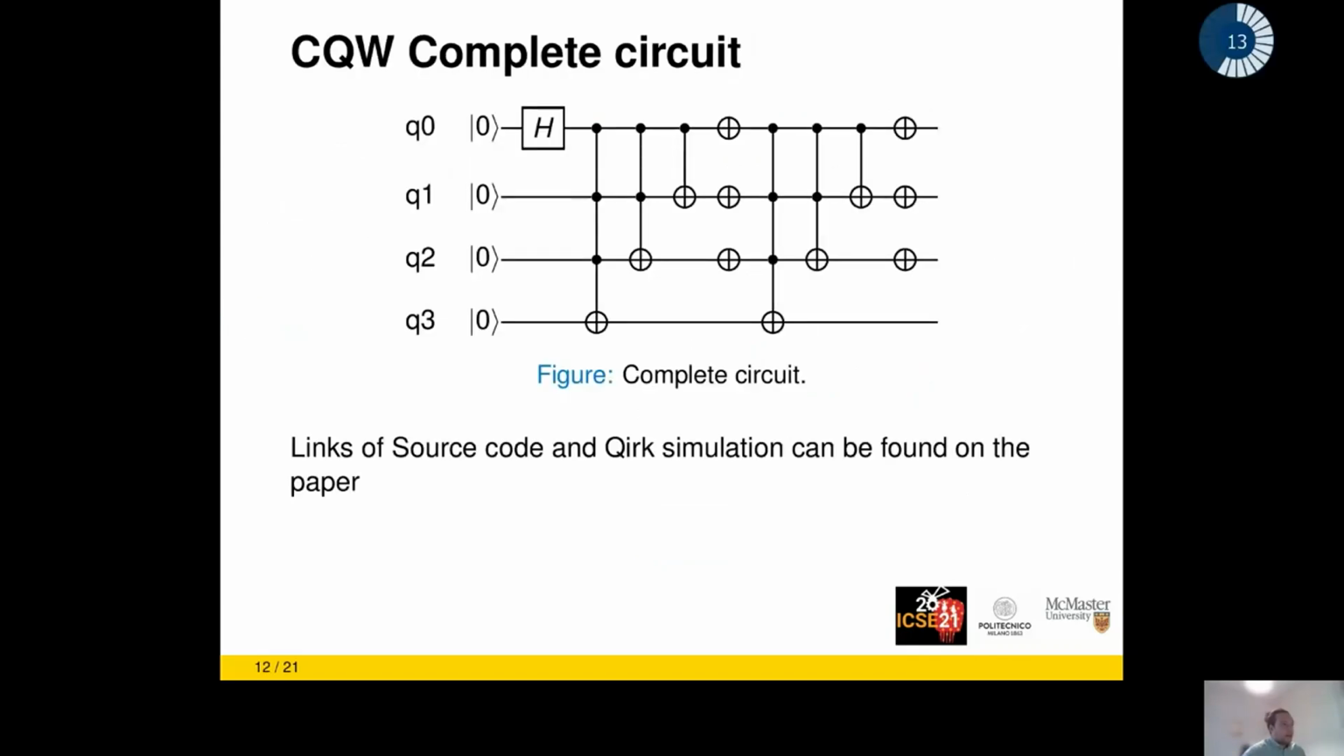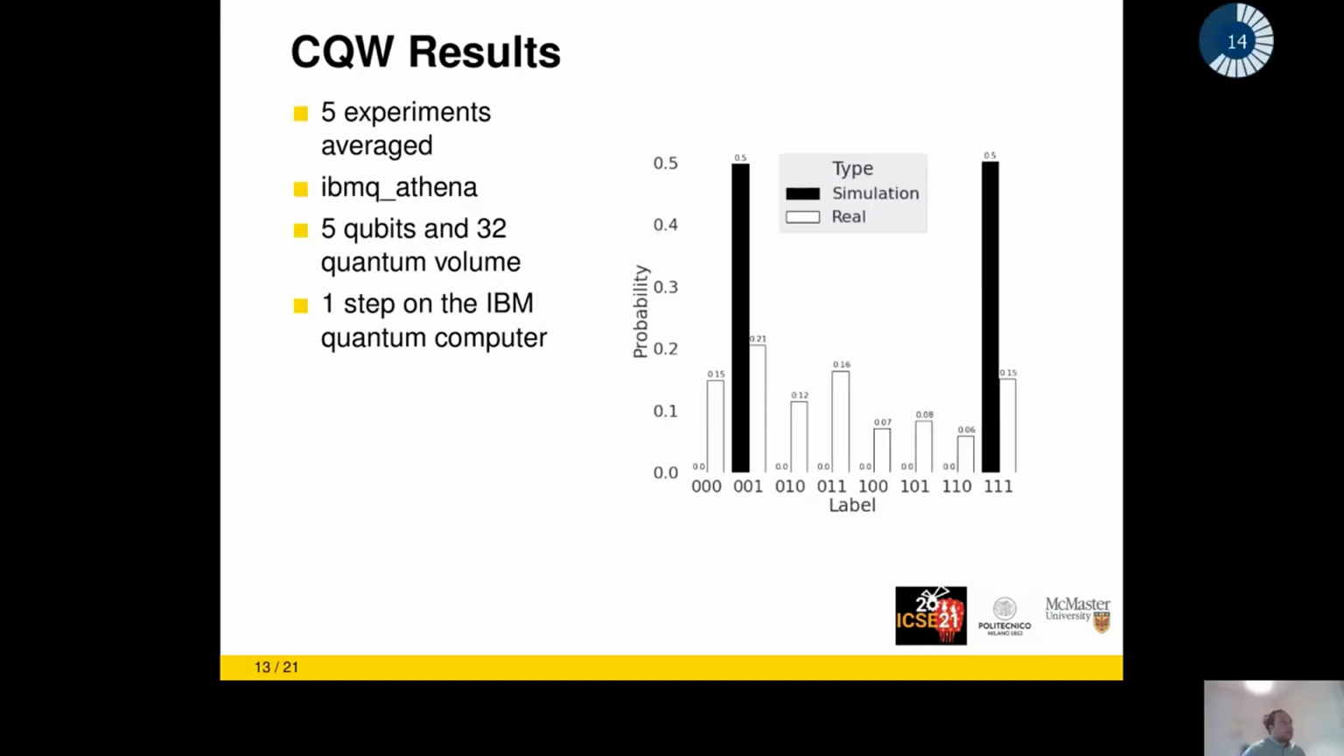And then we have our final circuit, and the link of the source code and the correct simulation can be found on the paper. And now we can see the results that we obtained. We performed 5 experiments. The image on the right shows the averaged results that we obtained. We used as backend the IBM Q Athena, and we chose this one because it was the one with at least 4 qubits and the highest quantum volume of 32.